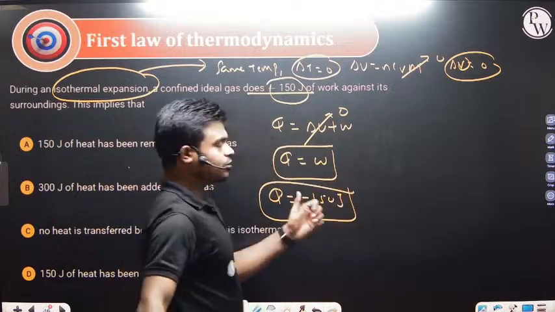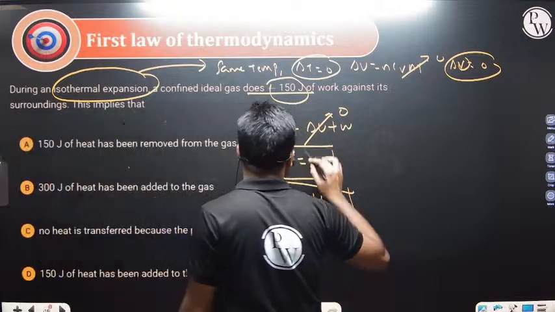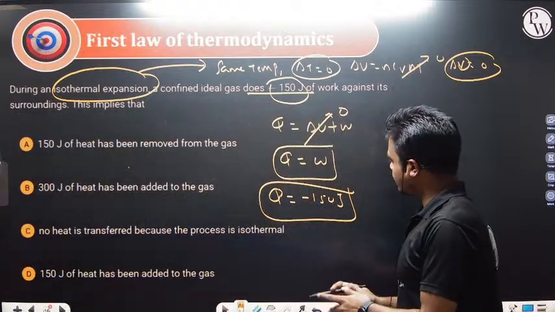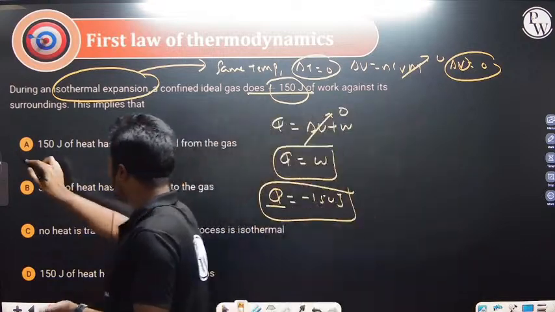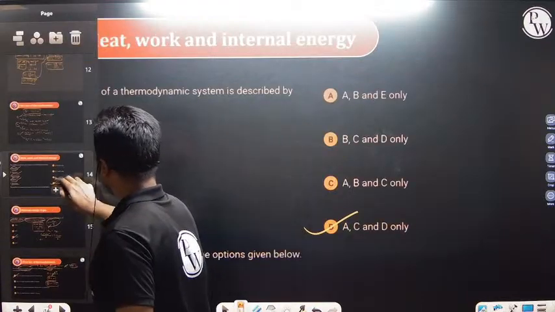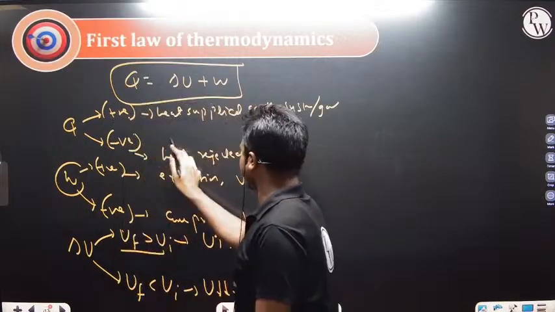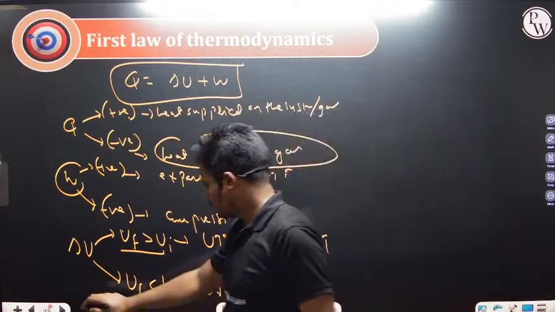Minus 150 joule, what is actually happening? 150 joule of heat has been removed from the gas. 300 joule of heat has been added to the gas. 100 joule of heat has been added to the gas. So when the gas is doing work, how much work is it doing? Minus 150. So what does the minus signify? If we get a negative Q value, it means heat is rejected by the gas. So 150 joule of heat is rejected by the gas. Right.